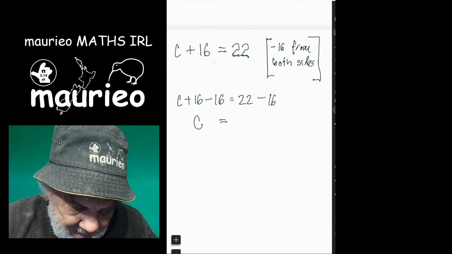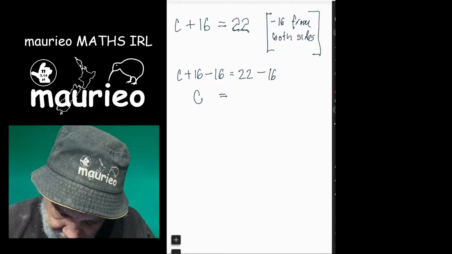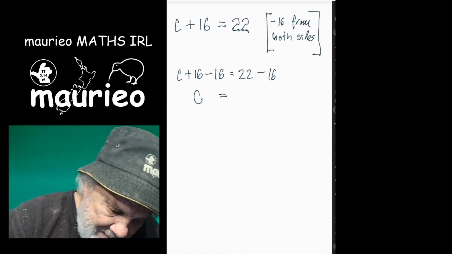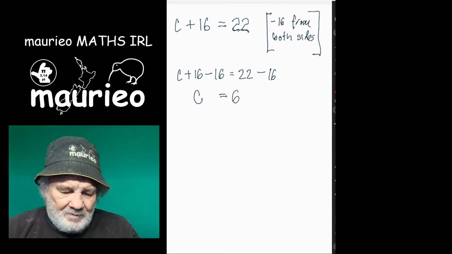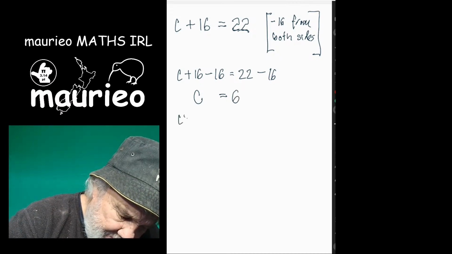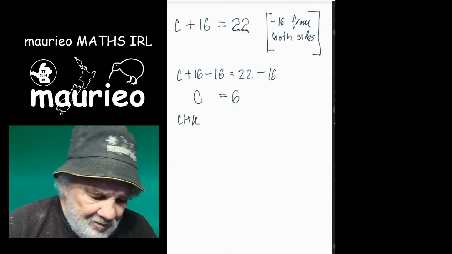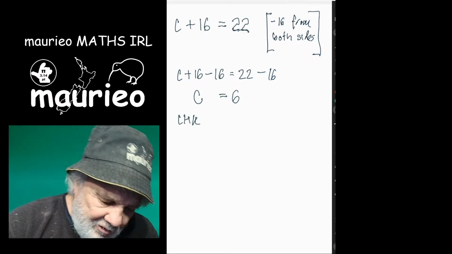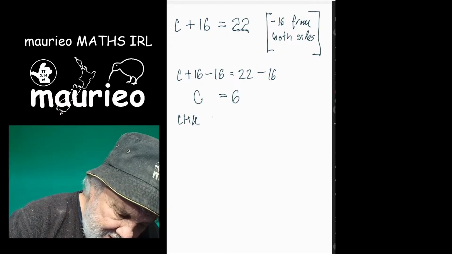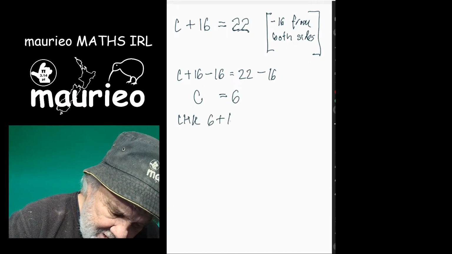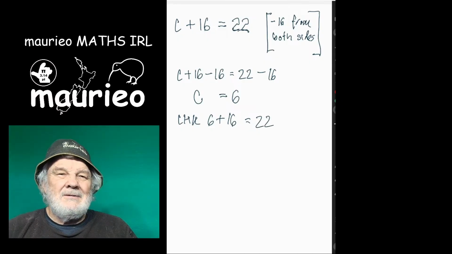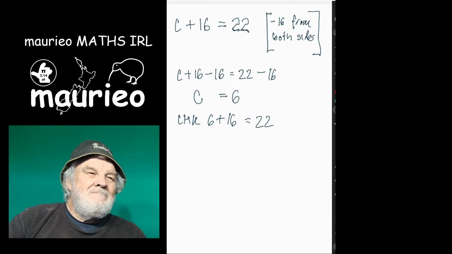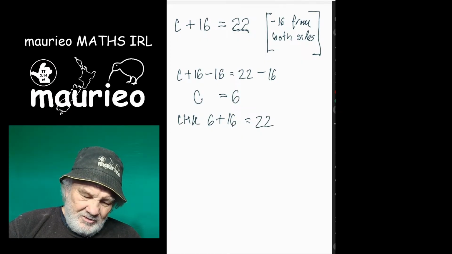Equals 6. Let's do a check. So we substitute back into the original equation: C is 6, 6 plus 16 equals 22. Oh, yeah, that's all good.